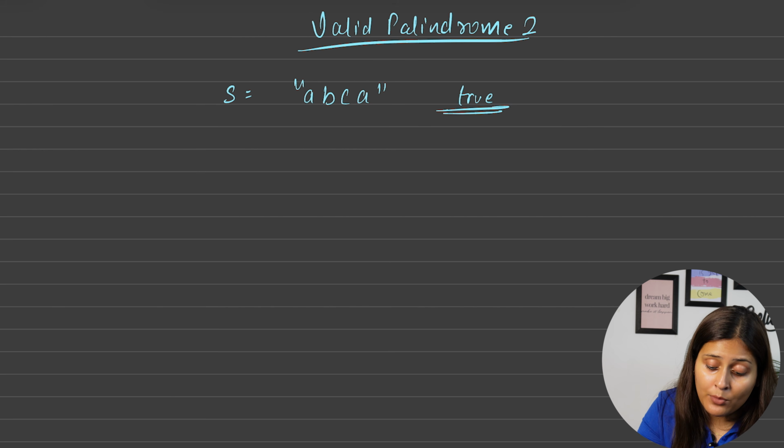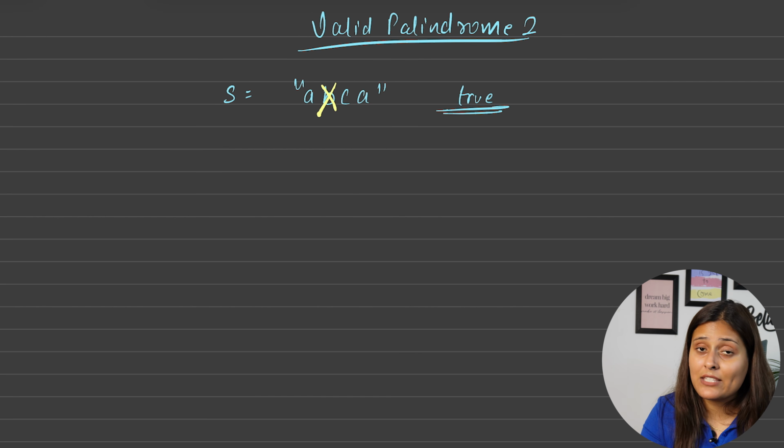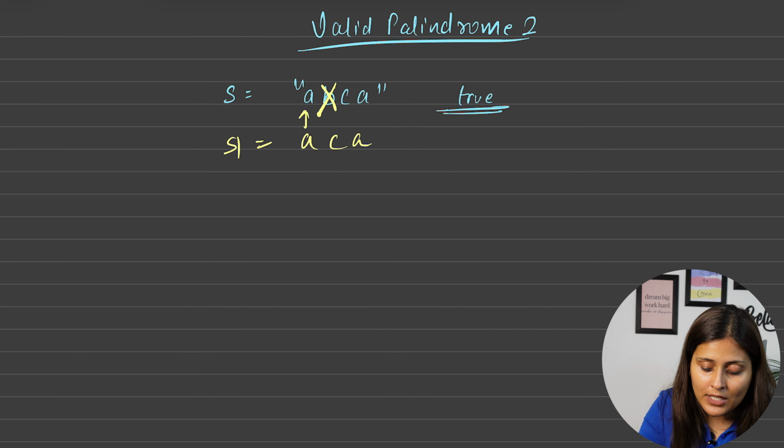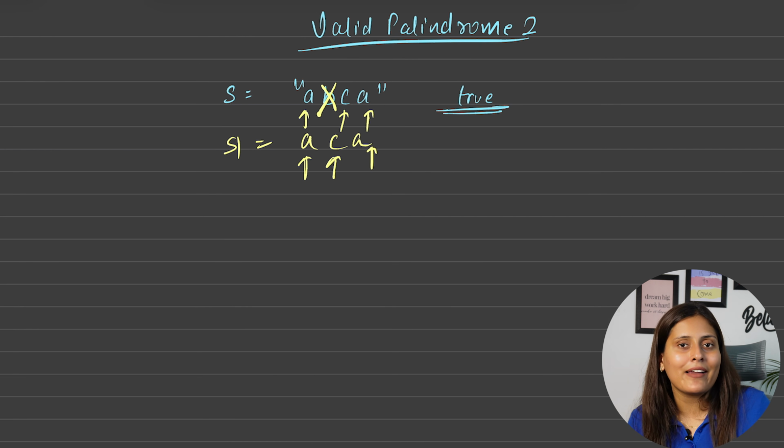Now this time let's remove B. If you remove B, S will become ACA, and S1, where we always keep the reversed version of it, will be ACA. Now if you run this: AA matching, yes, CC matching, yes, AA matching, yes. So now you will say yes, it is a valid palindrome.